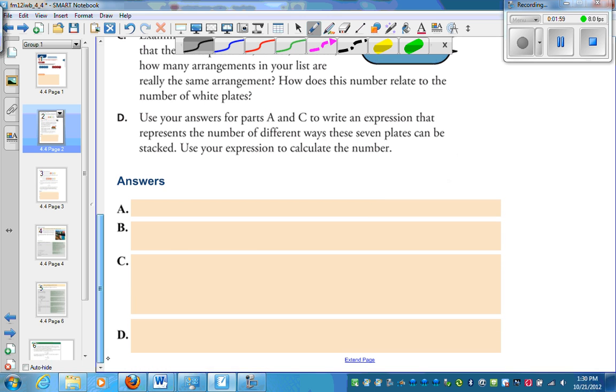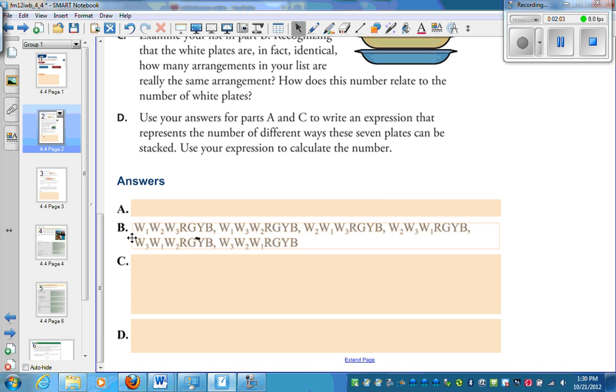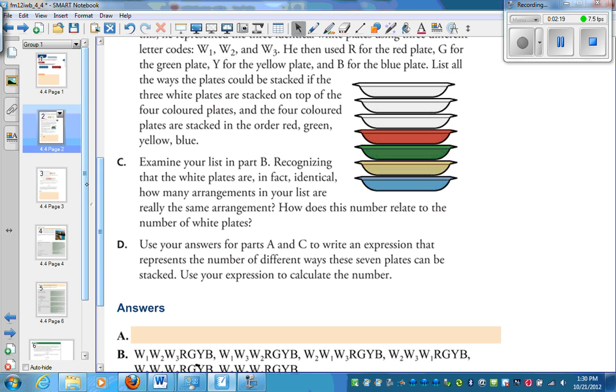Okay, so I'll show you if they did that here. So we could have all of these different ways, all the ways to do the white. But really, those all look the same. And how many cases are there? There's 1, 2, 3, 4, 5, 6. There's 6 different ways. Interesting.